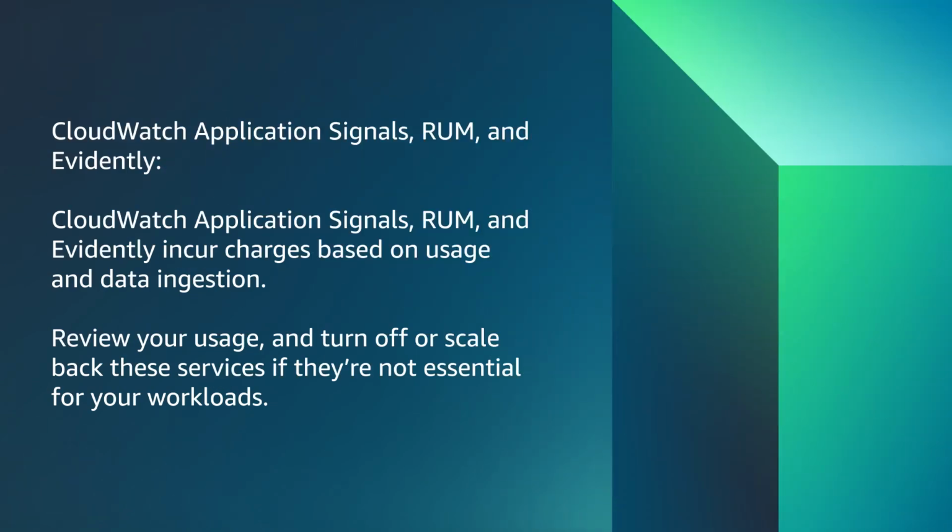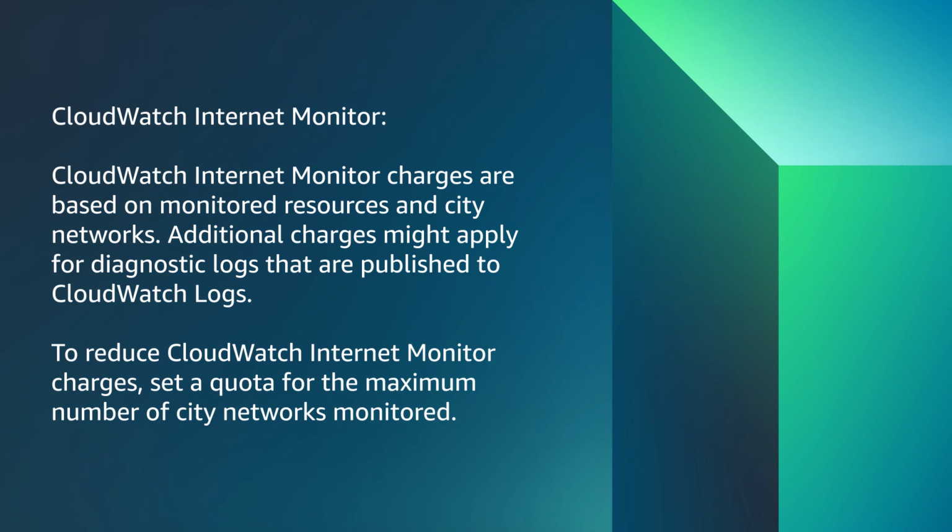CloudWatch Application Signals, Real User Monitoring, and Evidently incur charges based on usage and data ingestion. Review your usage and turn off or scale back these services if they are not essential for your workloads. CloudWatch Internet Monitor charges are based on monitored resources and city networks. Additional charges might apply for diagnostic logs that are published to CloudWatch Logs. To reduce CloudWatch Internet Monitor charges, set a quota for a maximum number of city networks monitored.